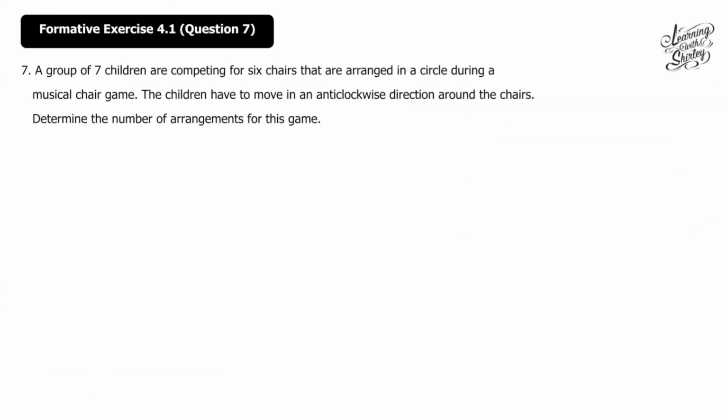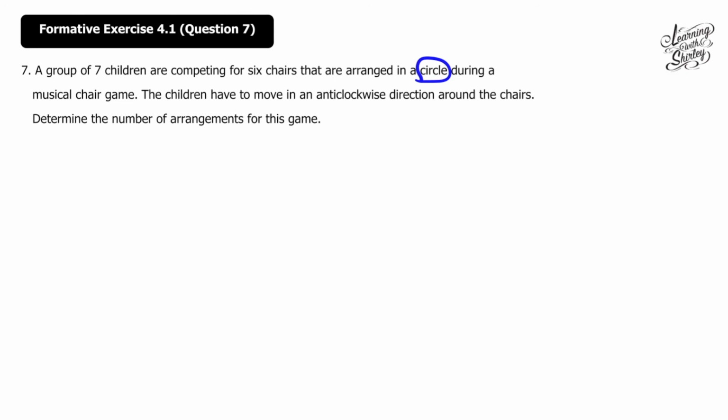Let's look at question number 7. A group of 7 children are competing for 6 chairs that are arranged in a circle. The keyword here is a circle. During a musical chair game, the children have to move in anti-clockwise direction around the chairs. Determine the number of arrangements for this game.